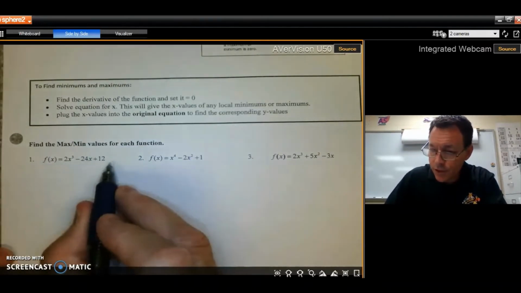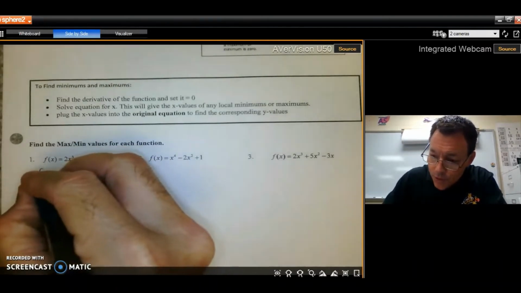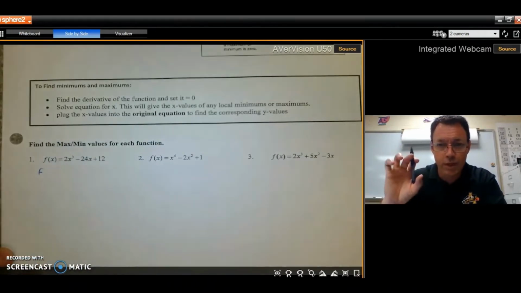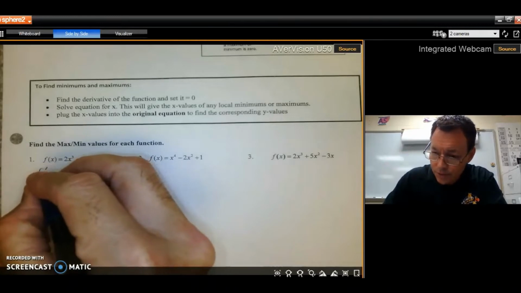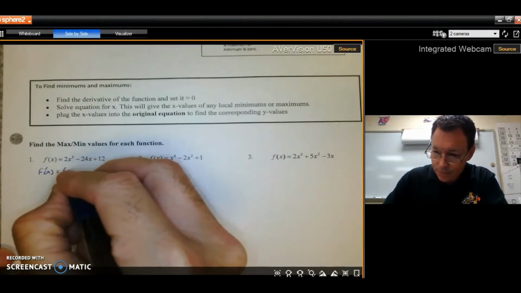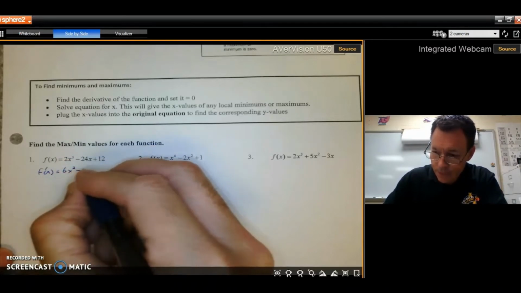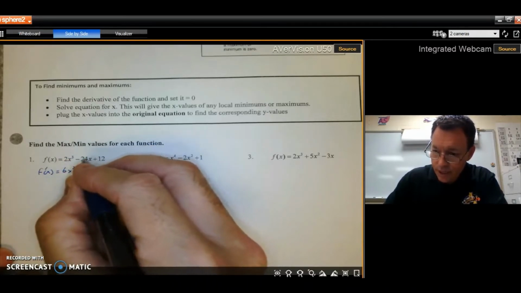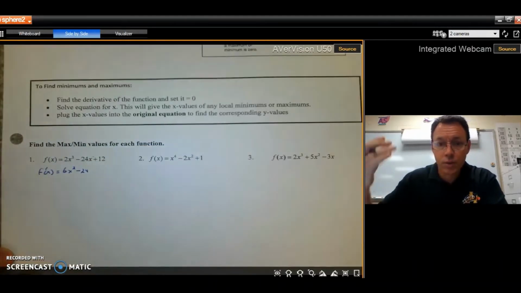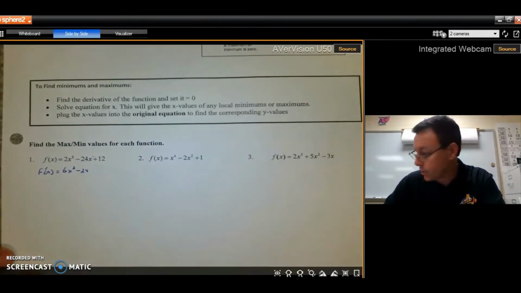So here's my function. The first thing I'm going to do, since all we're doing right now is finding the maximums and minimums, is find where those points would be located. So I'm going to find the derivative, which will be 6x squared minus 1 times 24, so 24. This is x to the first, so we reduce it by 1, so it just disappears. And then your constant always disappears. So that's it. That's our derivative.